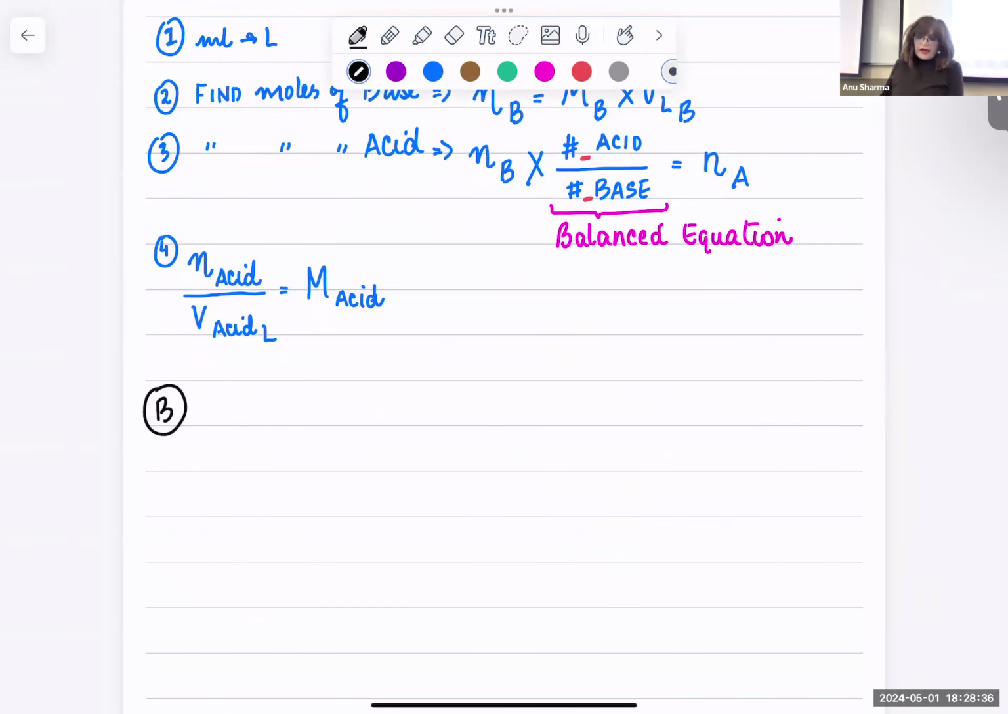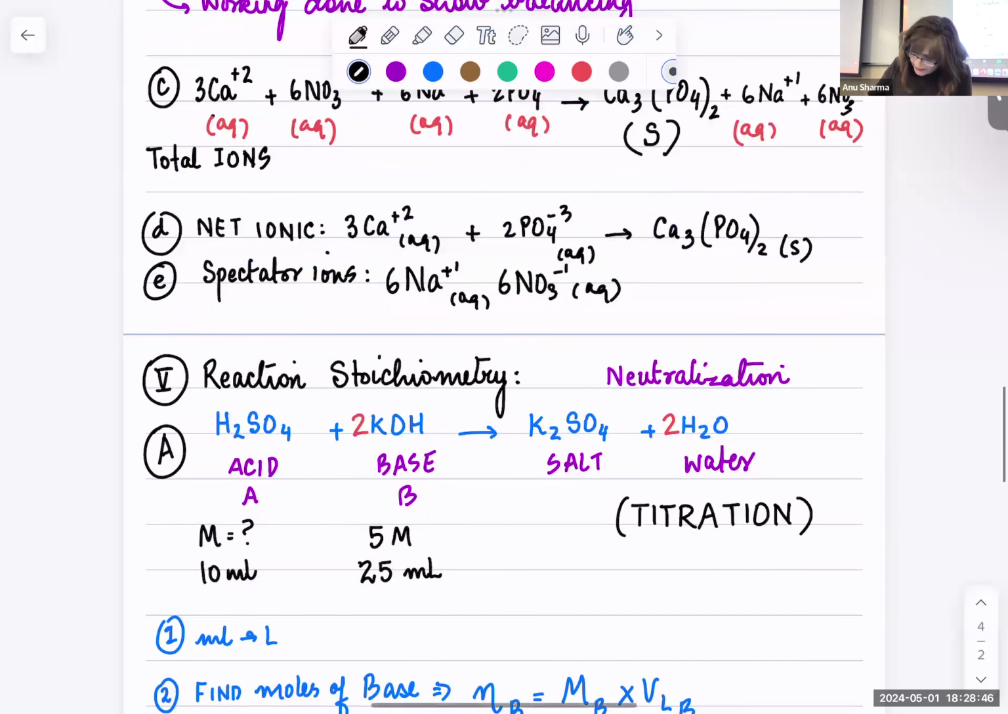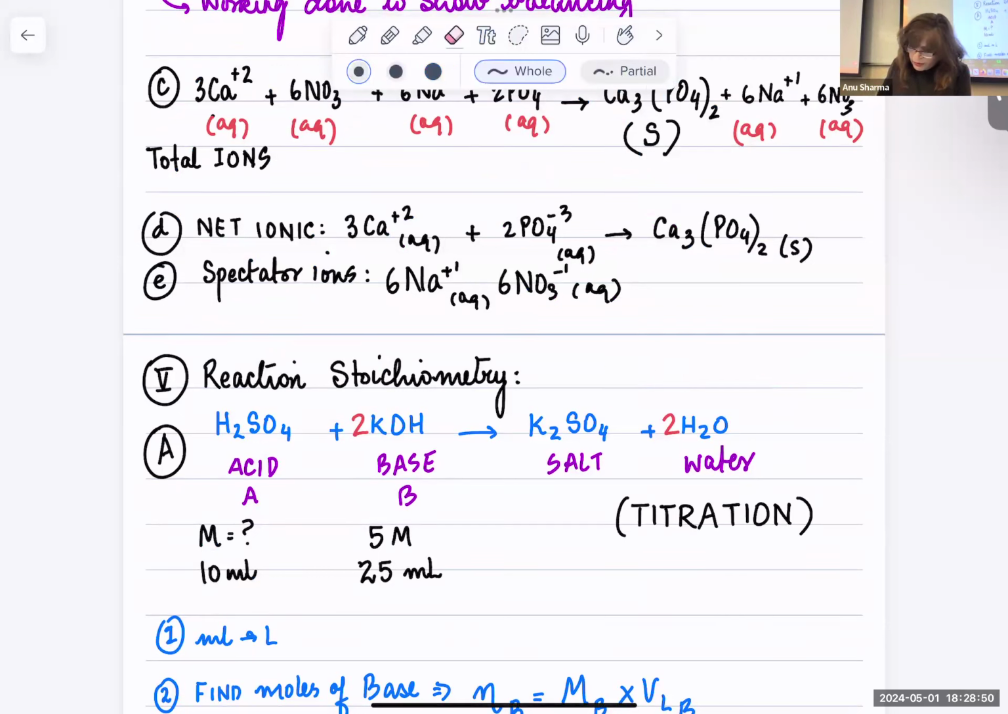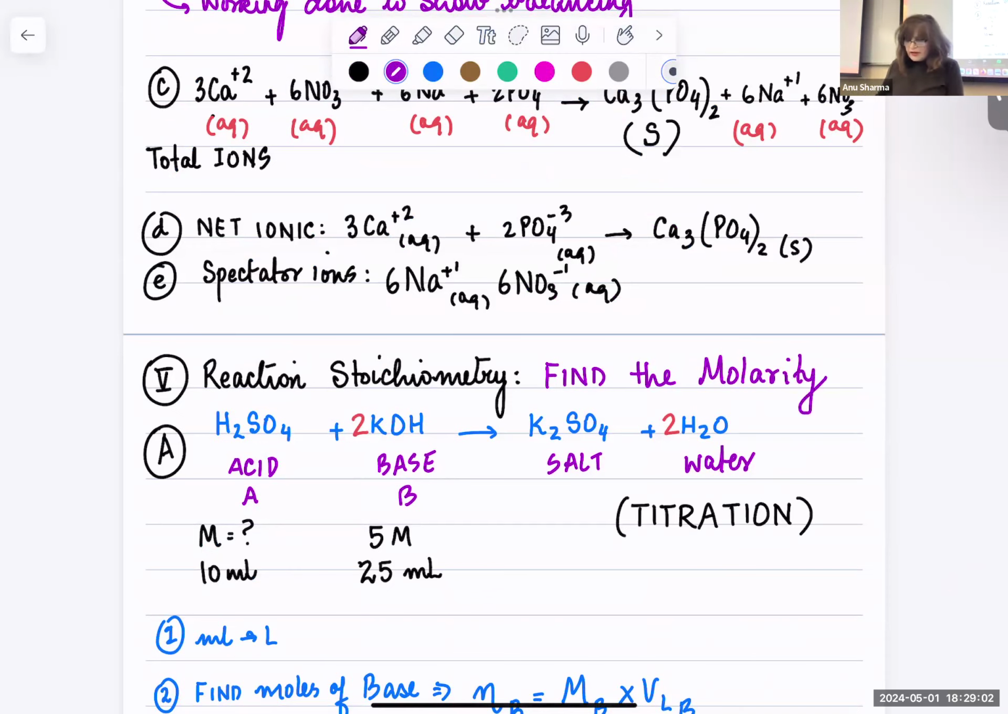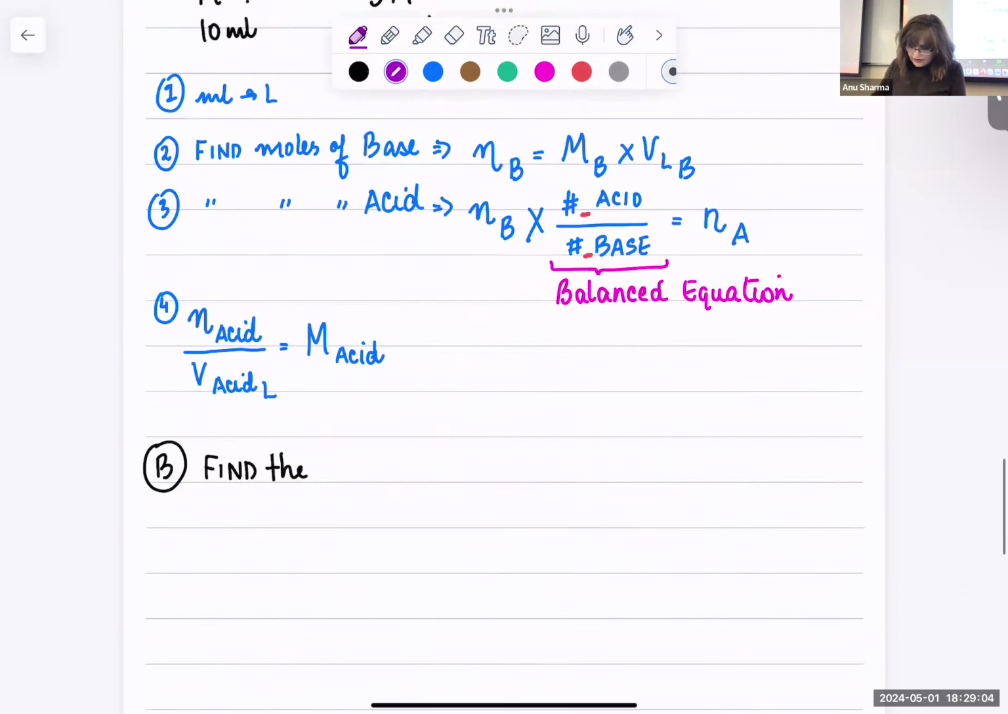B. Next is reaction stoichiometry. The one we just did was find the molarity, the top one. So if the question says find the molarity of acid or base, this is how you will do it, okay? Now, the next one is another one.